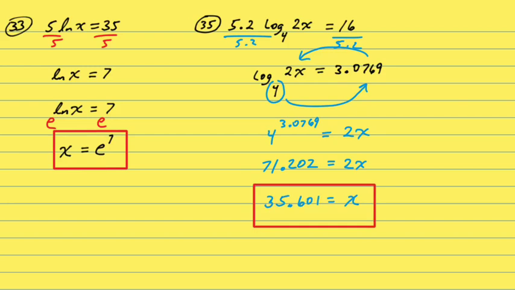35.601. Again, in AP Calculus, we have to round things to 3 decimal points, so I'm trying to get you used to that. If you want e to the 7th as a decimal, you could do e raised to the 7th, and this is approximately 1096.633, but that's an approximation at that point.